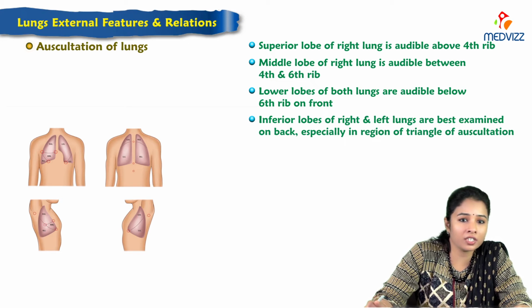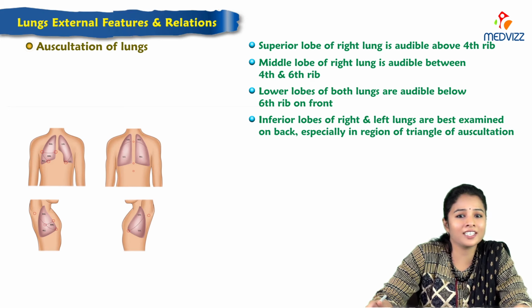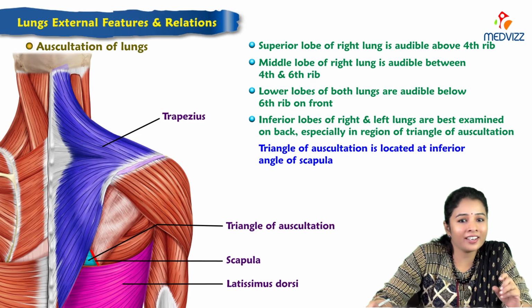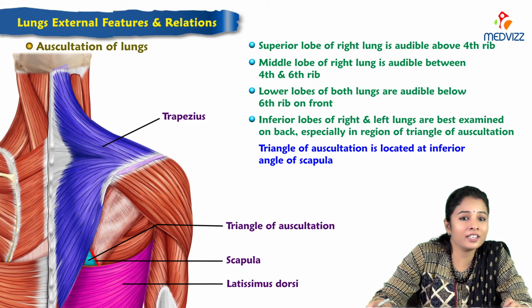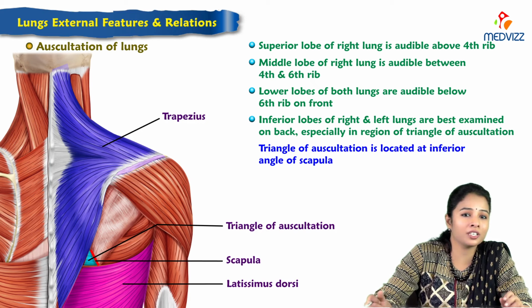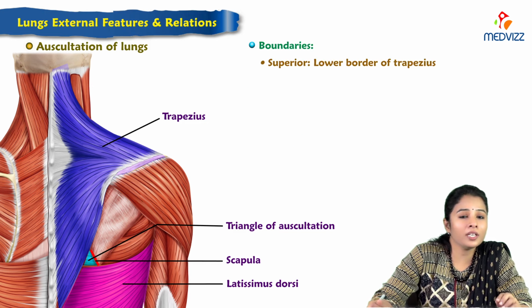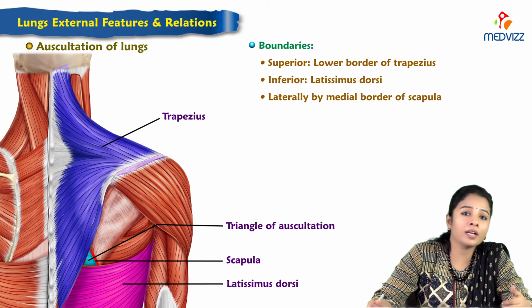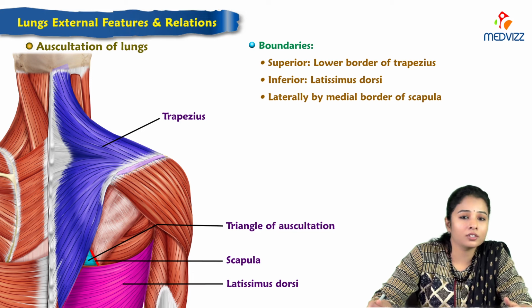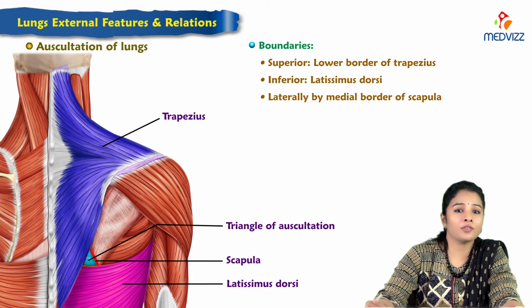especially in the region of the triangle of auscultation. So what is this triangle of auscultation? It is the area located near the inferior angle of the scapula posteriorly. Let's see the boundaries of it. Superiorly, it is bounded by the lower border of trapezius, inferiorly by latissimus dorsi, and laterally by the medial border of the scapula. So these are the boundaries of the triangle of auscultation.